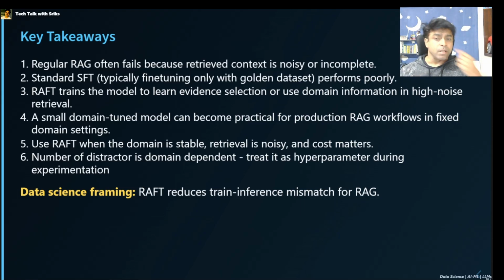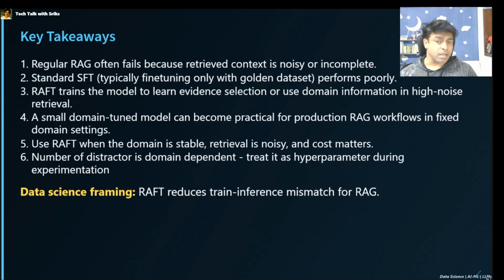RAFT trains the model to learn evidence selection and to use the domain information, so in both ways it may work. In the production setup, if it is given good and bad documents, it learns to identify the good set of documents. If it doesn't see any good document, and it's a completely irrelevant context, it tries to use the domain alignment to answer that particular question. We have also seen that a small language model's behavior can be brought near to a large language model, given a fixed domain and a very good training data set.